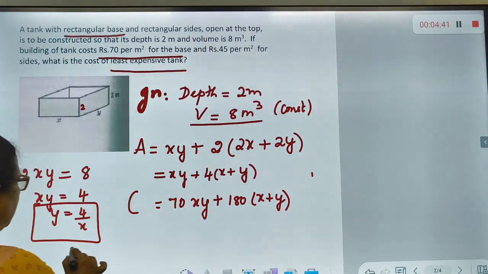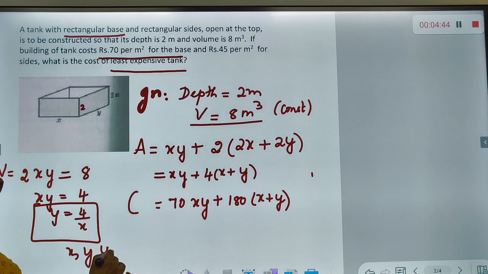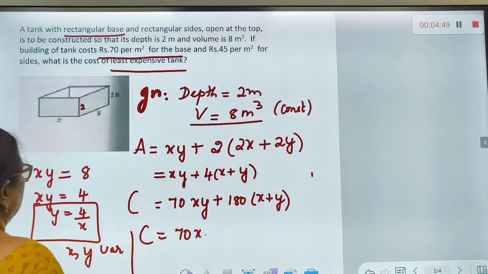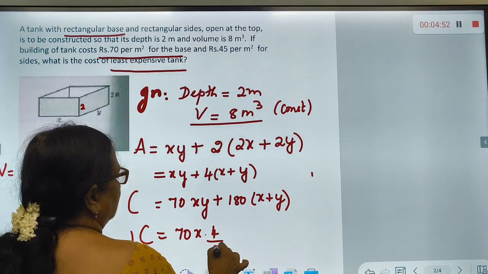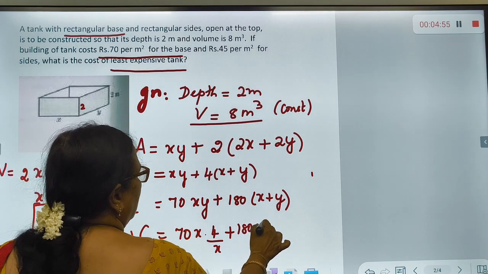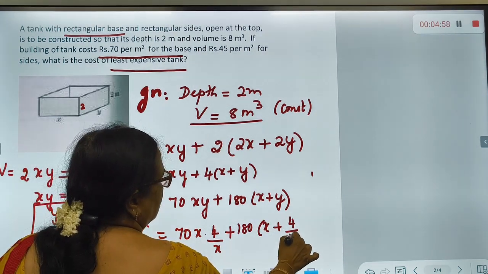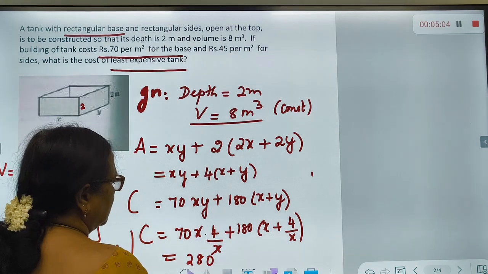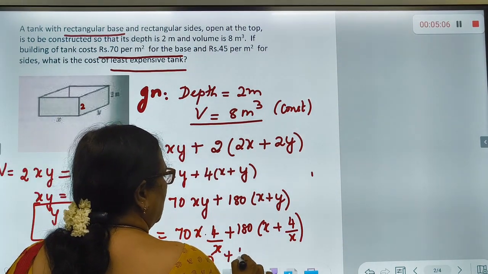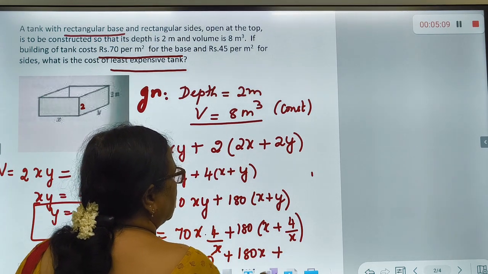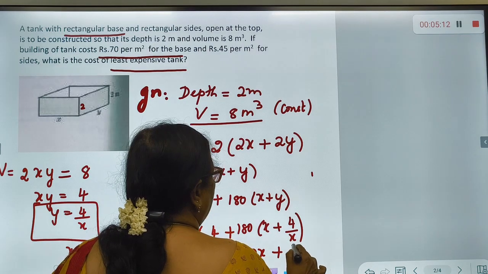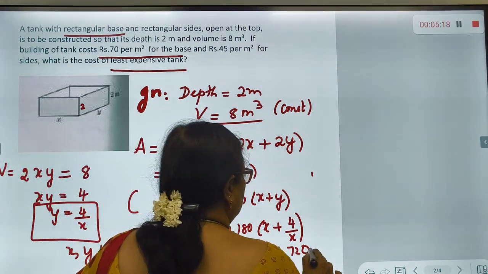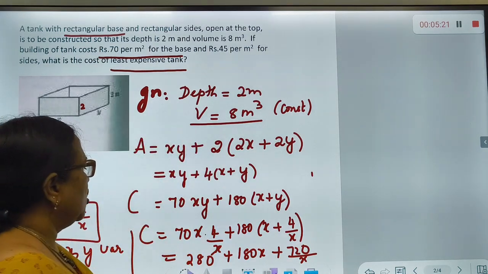Now it is a function of two variables, x and y are both variables. So cost function will be 70x into 4 by x plus 180 into x plus 4 by x. Let's simplify this. This is 280 plus 180x plus 180 into 4, 720 by x. This is the cost function.